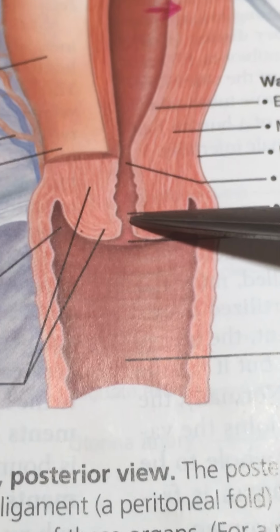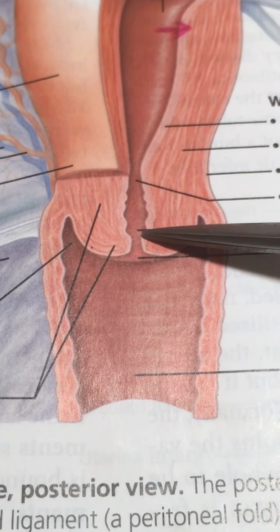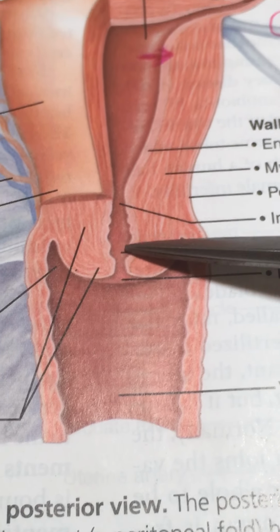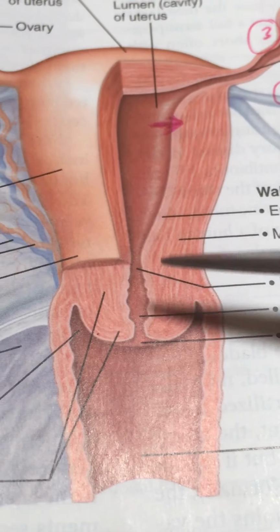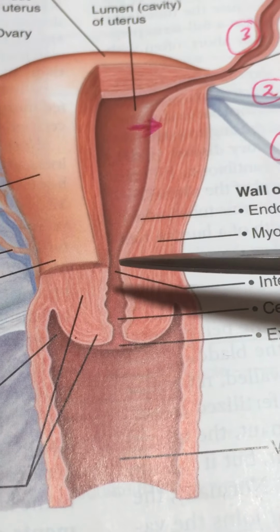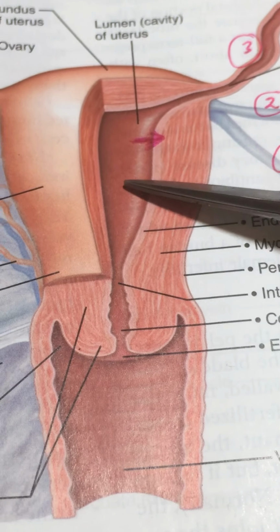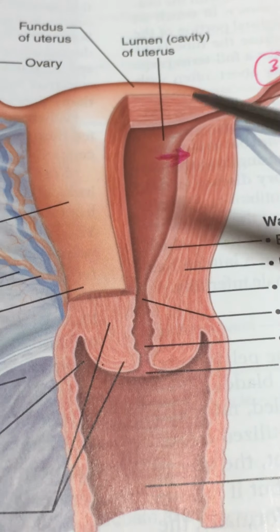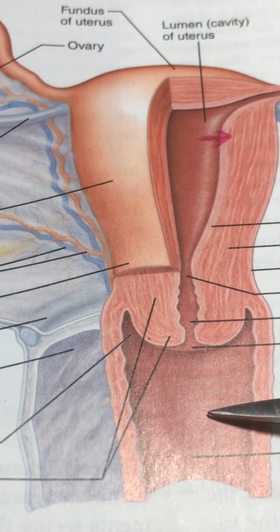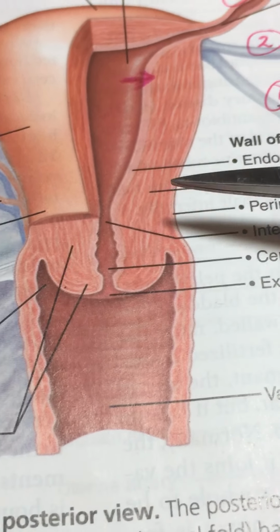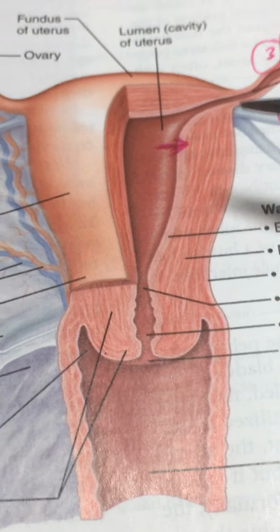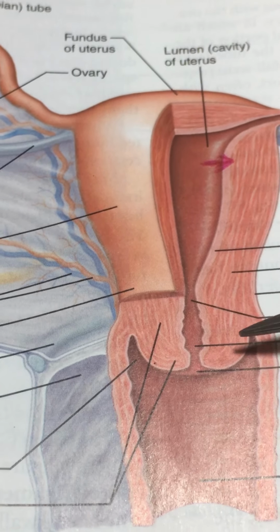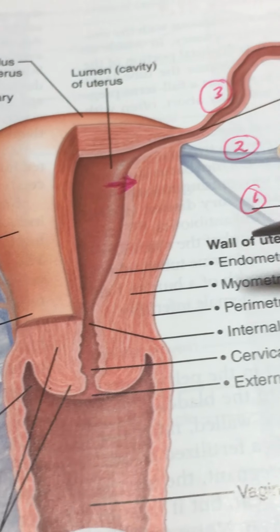Oftentimes it's secured by a mucus plug to make it secure inside here. At other times it's open to outward flow and inward flow. So there's a variety of situations that we'll be looking for. There's a lot of smooth muscle within this organ. It also has this unusual shape.